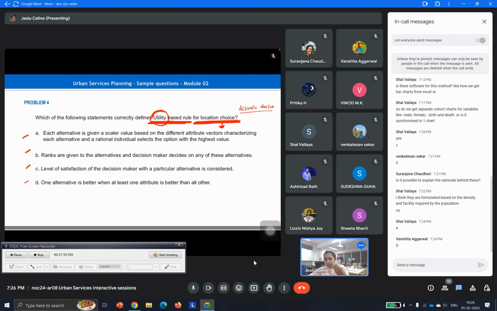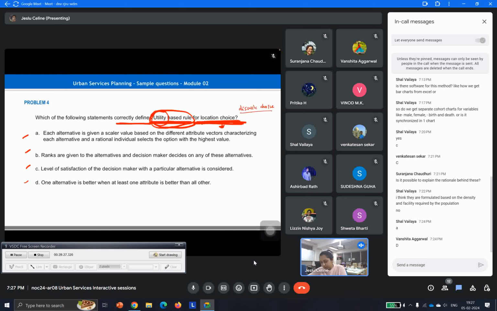So utility based rule, it's not just for a location choice problem, but for any other choice problems utility based rules are used, where people always tend to maximize the utility, and the option which has the maximum utility is chosen. So that's what is asked. So here they've asked, if you're using a utility based rule for a location choice problem, what would be the definition of that? Now let's come to the options.